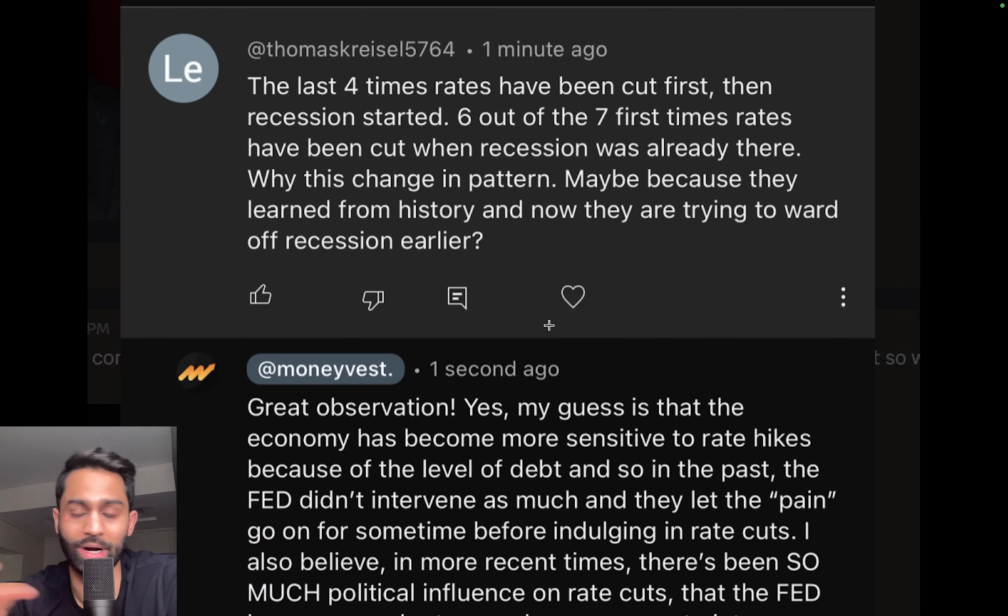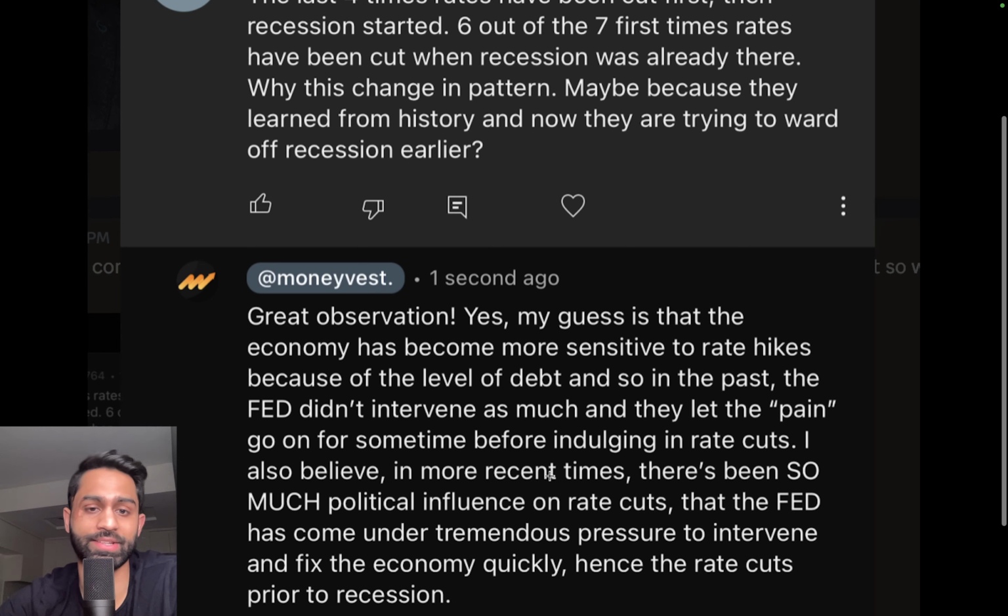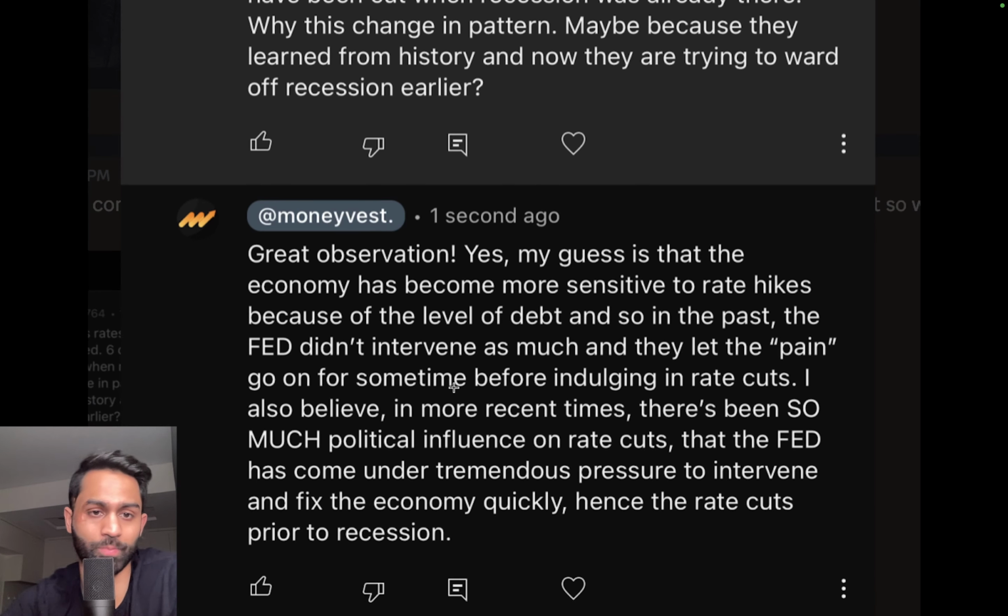Again, Thomas asking why this change in this pattern. And I essentially commented back with a response saying, great observation. Yes, my guess is that the economy has become more sensitive to interest rate hikes because of the level of debt, as we have seen a significant fiscal deficit grow, and the national debt has also increased significantly to over 35 trillion. So in the past, the Fed did not intervene as much, and they let the pain go on for some time before indulging in rate cuts.